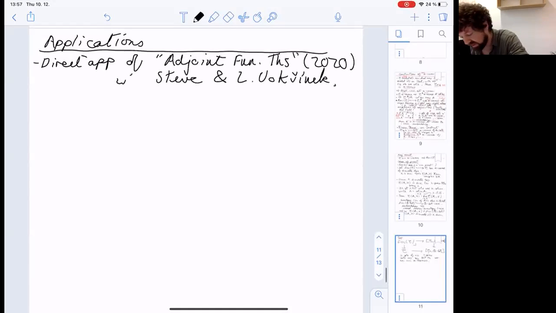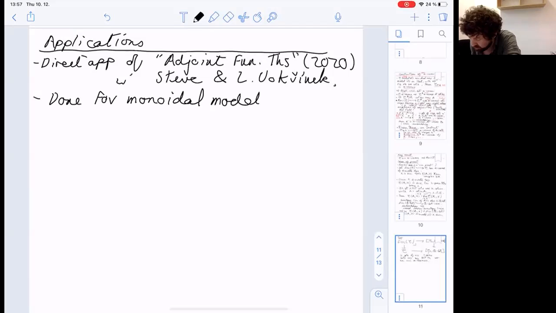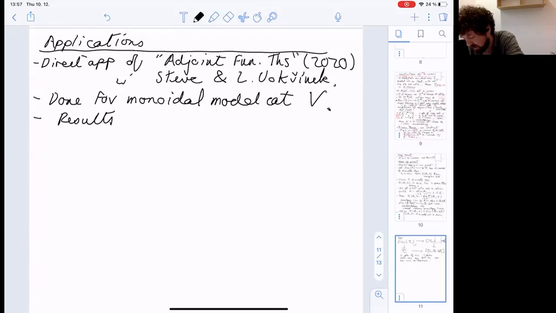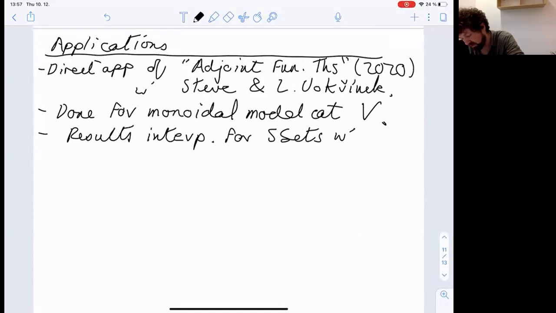Okay, and so what we did in this paper, I'm not going to tell you too much about it, but instead of working with simplicial sets, we worked for a general monoidal model category V, and we studied categories enriched in V. And we did all these adjoint functor things for that setting. So here I'm just going to interpret our results for simplicial sets with the Joyal model structure.